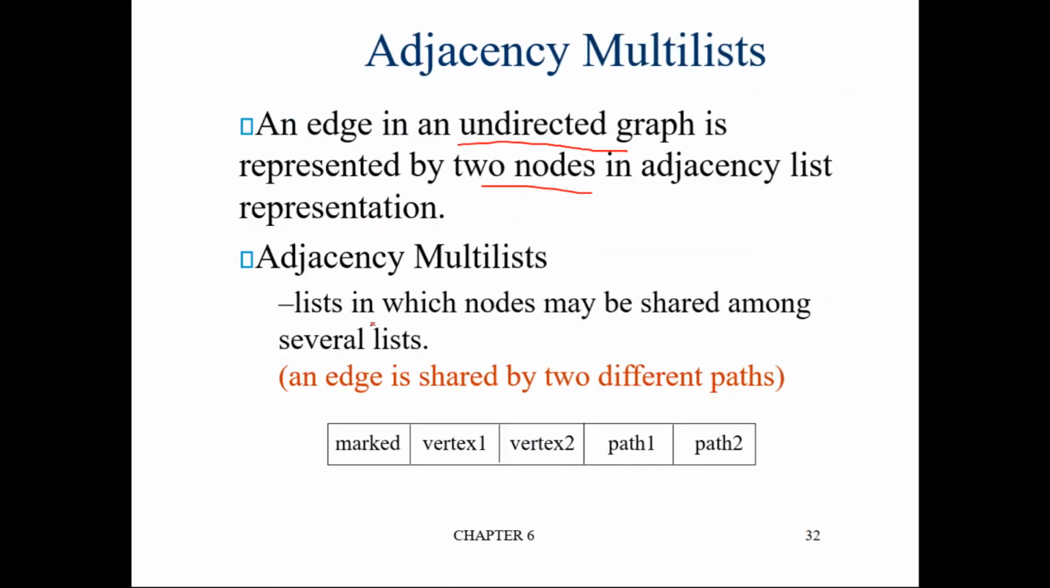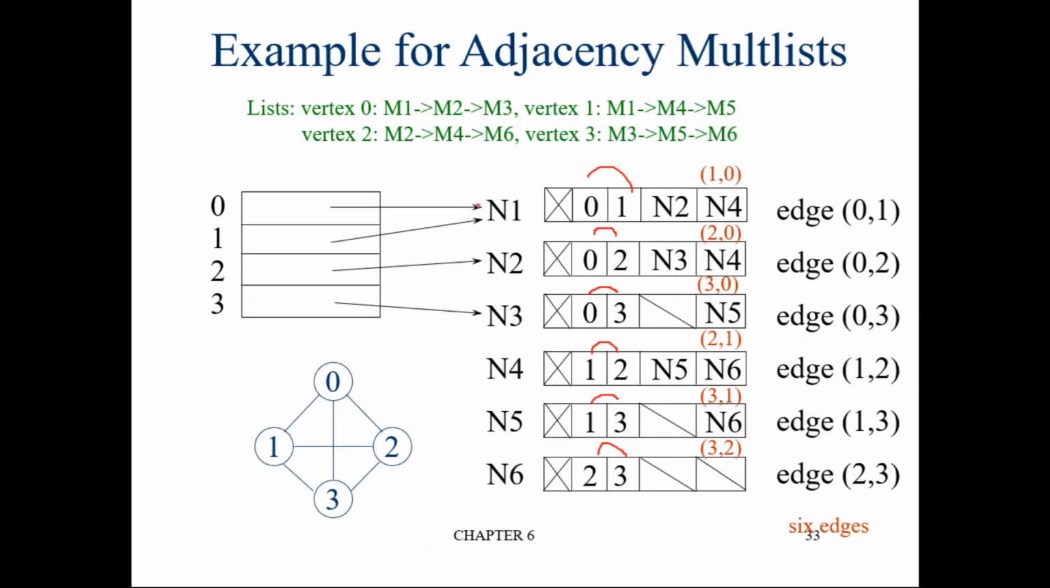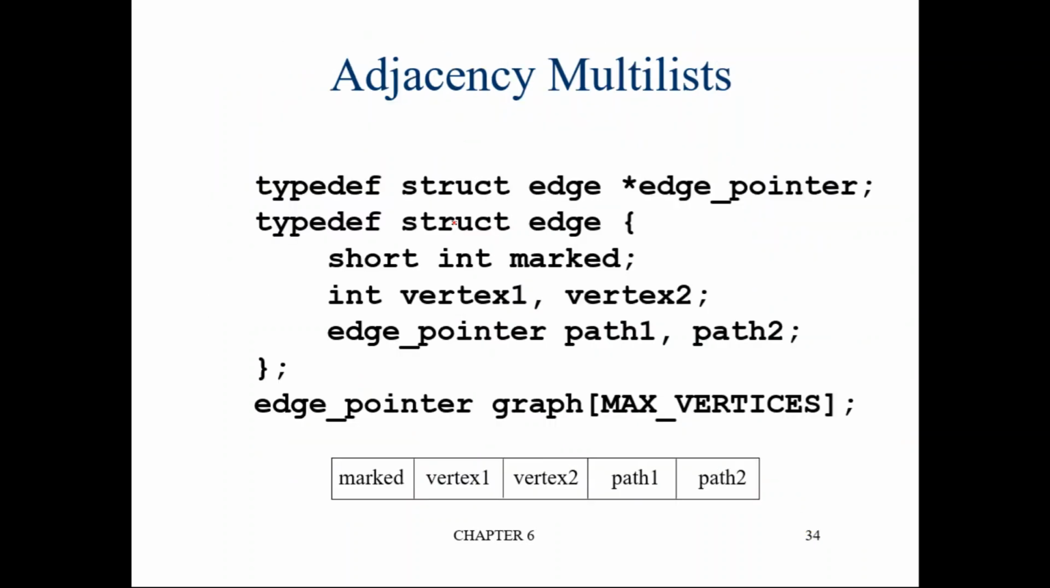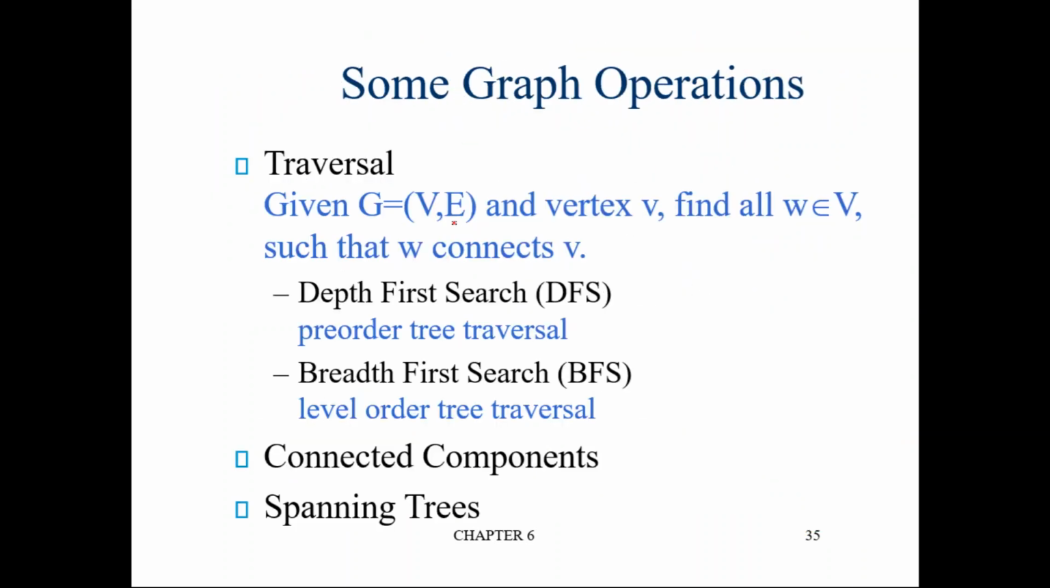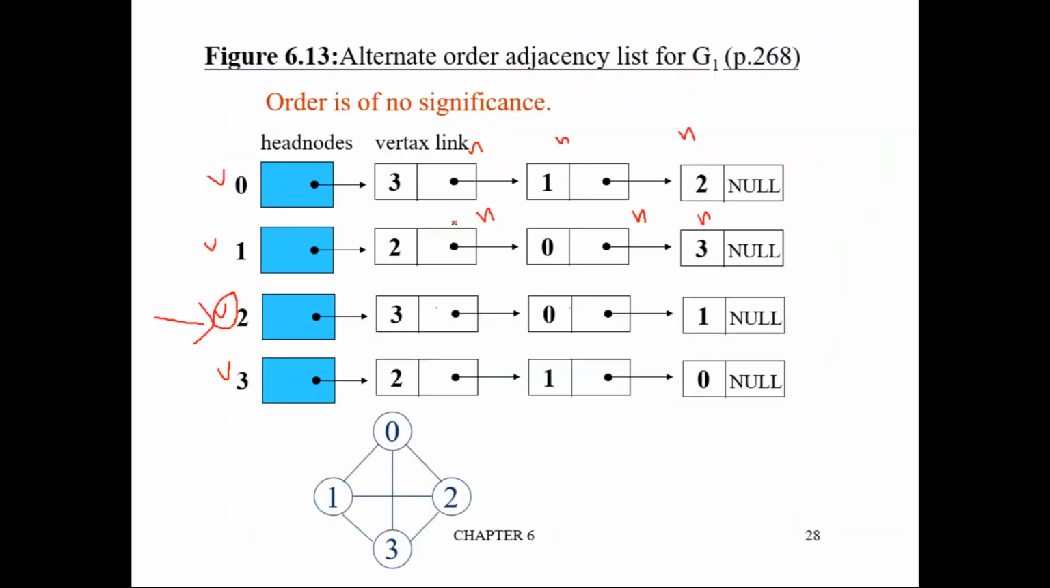So in adjacency multisets, nodes may be shared among several lists. An edge is shared by different paths. Here we have seen that this edge is shared by different paths: it is shared from this path and also from this path. But finally, it will identify the particular edges for all the nodes. So these are the different ways of representing graphs.